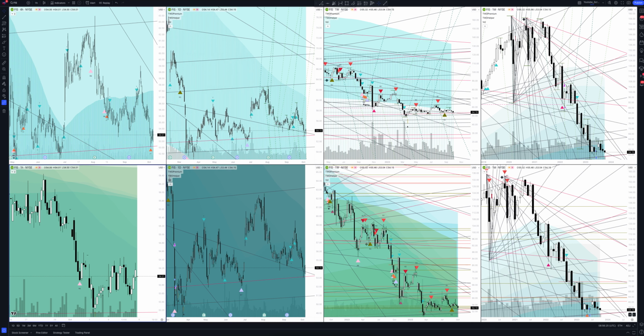Today we will take a look at Fidelity National Information stock. Let's analyze the market situation and find out how you can make money on it. Let's start.